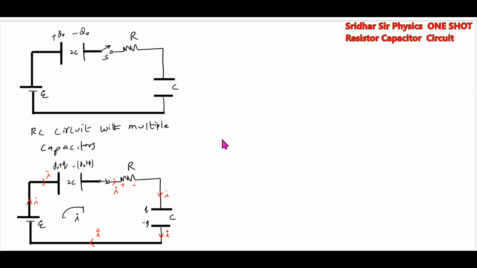The current will take a path, and then we'll see how the capacitor will behave like a cell at that instant. If it is uncharged, it will behave like a short circuit. We'll calculate the current at t equals 0, where all capacitors are there. A charged capacitor you should replace with a cell.